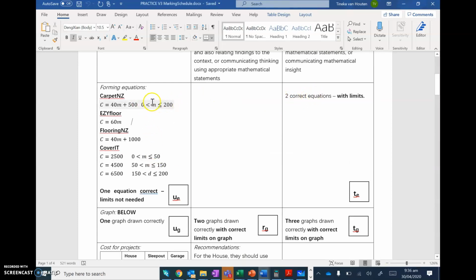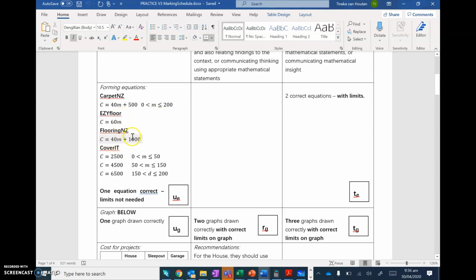So this limit here is saying that it's between 0 but not including 0, because he's not going to be charging anything if he's not laying any carpet, and 200 but including 200, because it goes up to and including 200 meters squared. So that line underneath means including. Easy floors equation, easy, 60m.